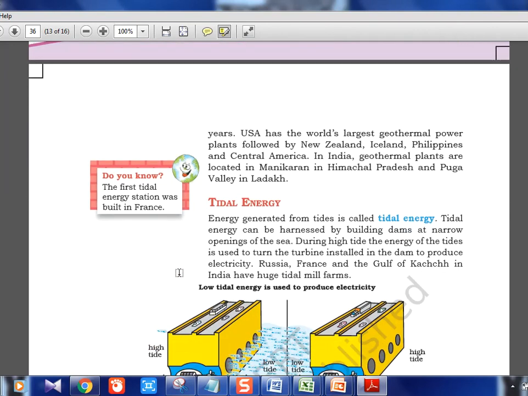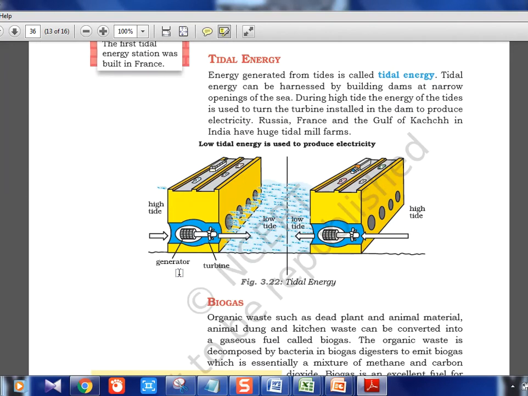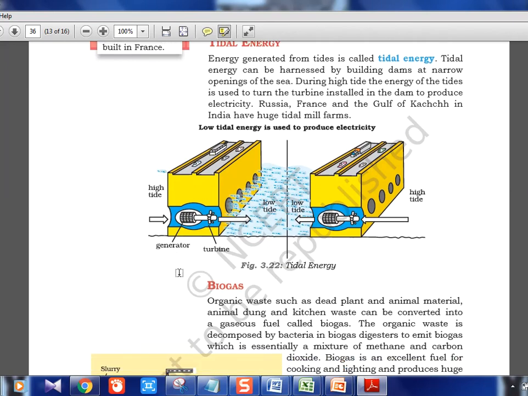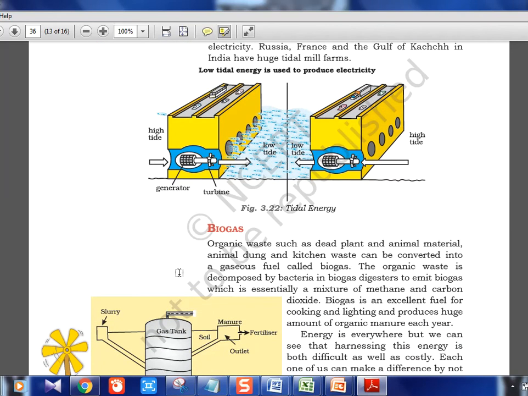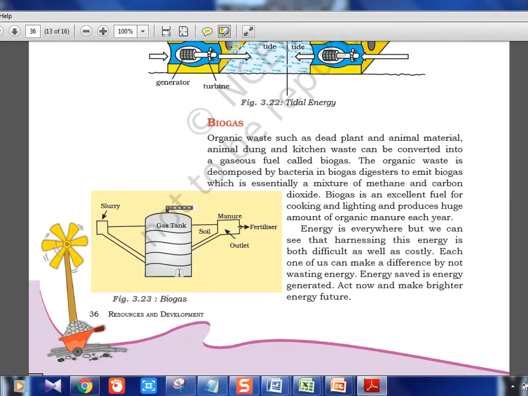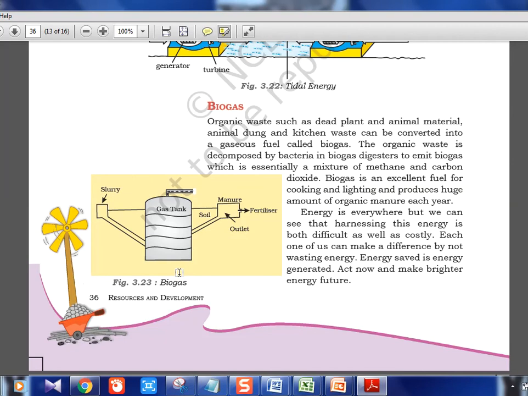Tidal energy: energy generated from tides is called tidal energy. Again, it cannot be done everywhere, right? So these kinds of things, pictures alone you see as of now. This chapter we don't need to read line by line. It will take a long time also, and it is not much required. UPSC is not going to ask you to explain in detail about each of the things.